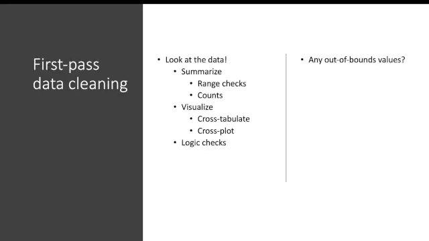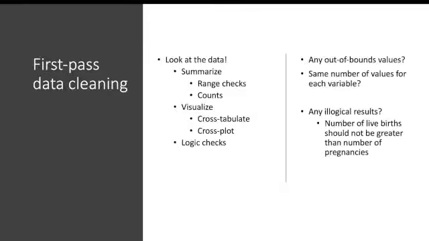So we're looking for out of bounds variables. Variables like those 99s that indicate missing that show up in a numeric where we're supposed to be on the 0 to 1 range and we've got a few 99s stuck in there. Okay, well, we need to go fix that. We're looking for, do we have the same number of values for each variable? So is there anybody missing any of those variables, and are they aligning properly?